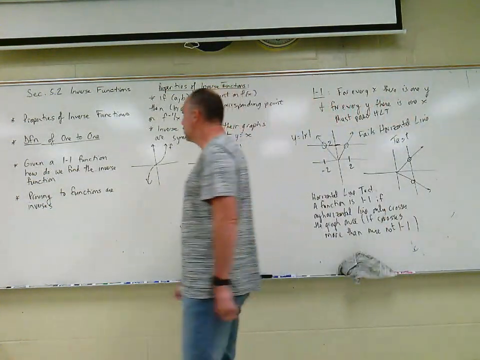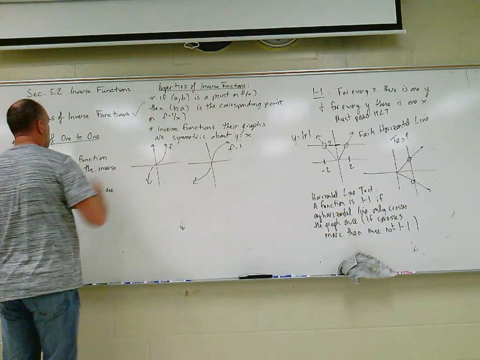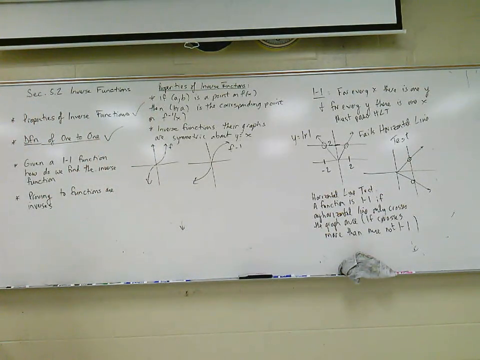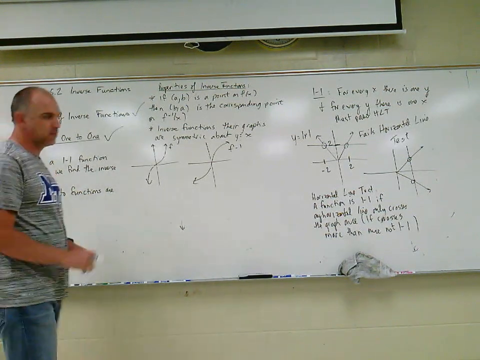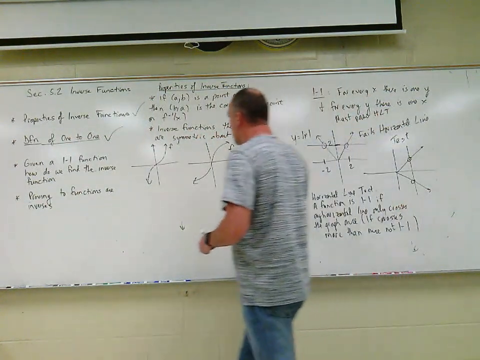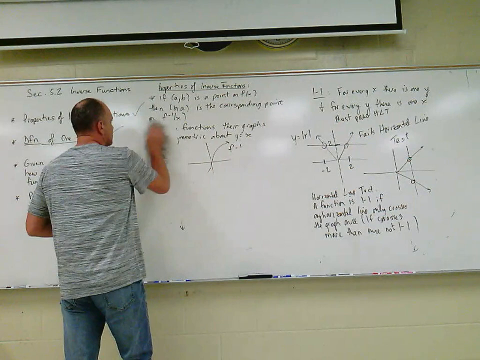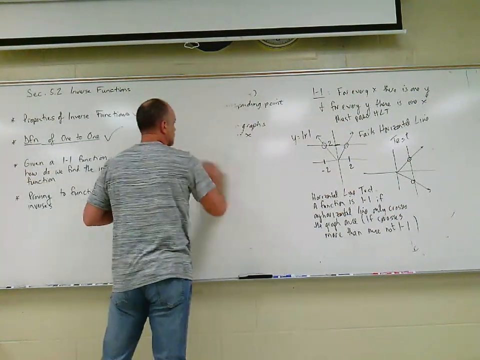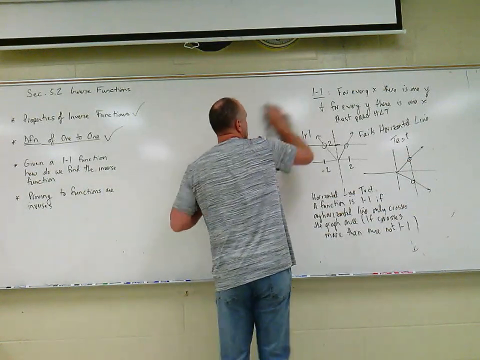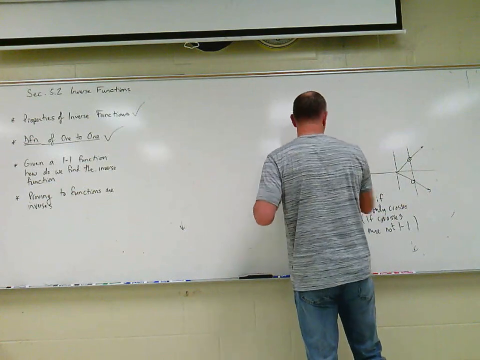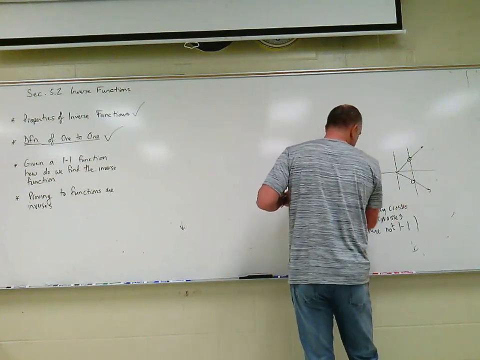If we go back to our bullet points here, we've got our basic properties, our definition of one-to-one. Okay. So now, given a one-to-one function, how do we find the inverse? This is the bulk of your lesson of what you're going to be doing. If I'm given a function, how do we find the inverse function? So let's get started with that process. And I'll do a couple of problems and I think you'll see it's pretty easy.